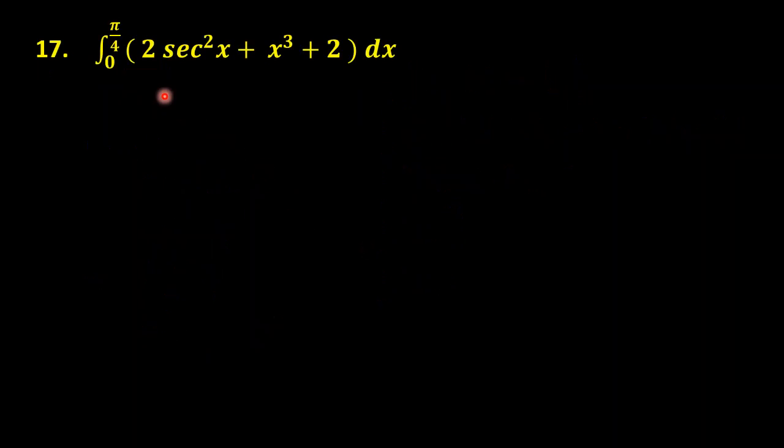Let me solve question number 17 here. In this question, our lower limit is 0, upper limit is pi by 4, and the function here is 2 sec square x plus x cube plus 2. By observing this function, we can see that it can be directly integrated. So no modification is needed here.